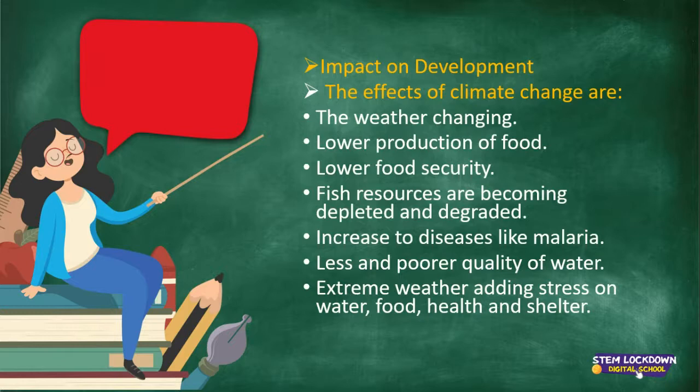So the impact that climate change has on our development. This is the next slide. So yes, the effects of climate change are that the weather is changing. That's bullet point number one. And then bullet point number two is that there is lower food production. So these two bullet points go hand in hand. So we're going back to the farmers.